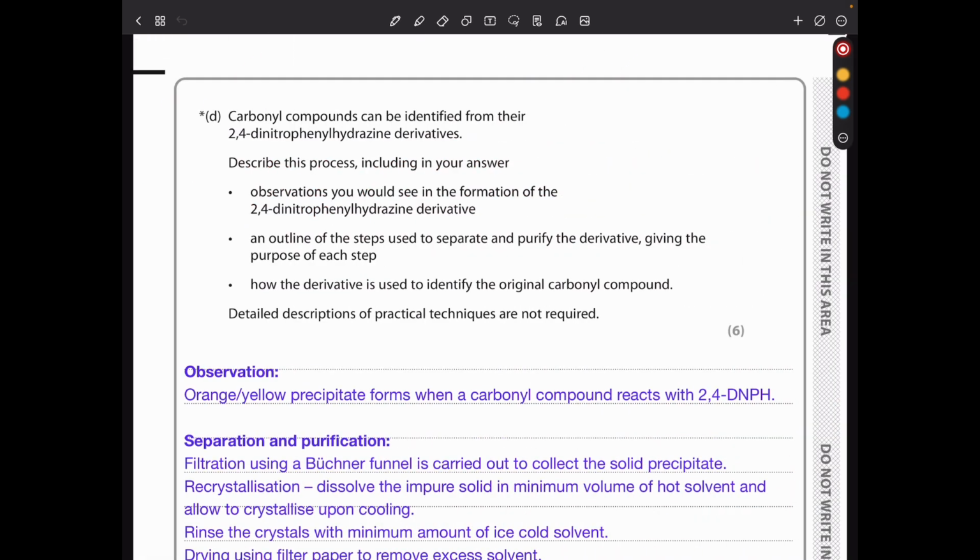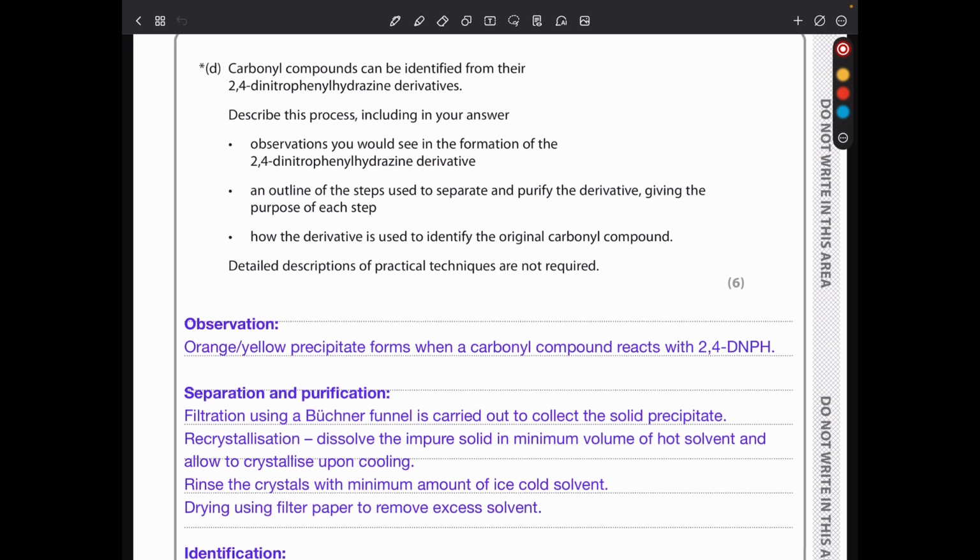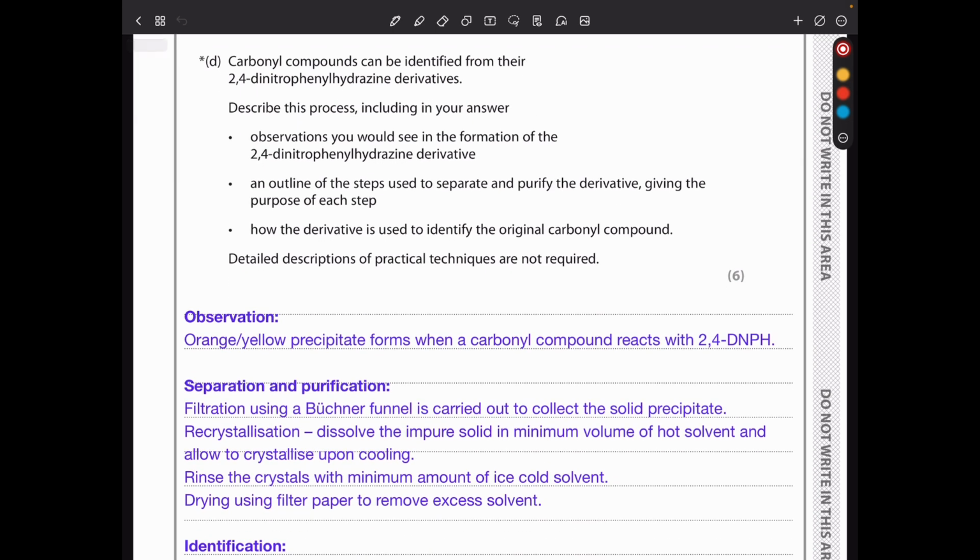In part D, carbonyl compounds can be identified from their 2,4-dinitrophenylhydrazine derivatives. Describe this process, including in your answer the observations you would see in the formation of the 2,4-dinitrophenylhydrazine derivatives, an outline of the steps used to separate and purify the derivative, giving the purpose of each step, and how the derivative is used to identify the original carbonyl compound. Detailed descriptions of the practical techniques are required. Now I'll begin with the observations.